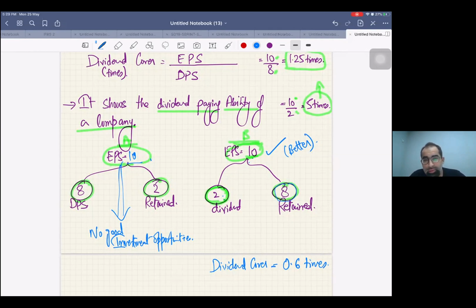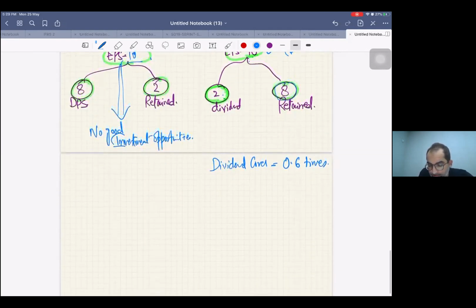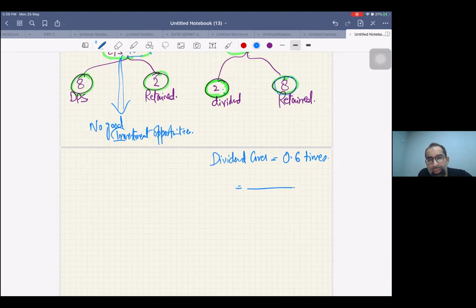Less than 1 times means, wait, how do you get 0.6? That means 6 is your EPS and 10 is your dividend. Then the answer will be 0.6 times. 0.6 means less than 1. Keep 6 in the numerator and 10 in the denominator, so 6 upon 10. So EPS is 6 and DPS is 10.